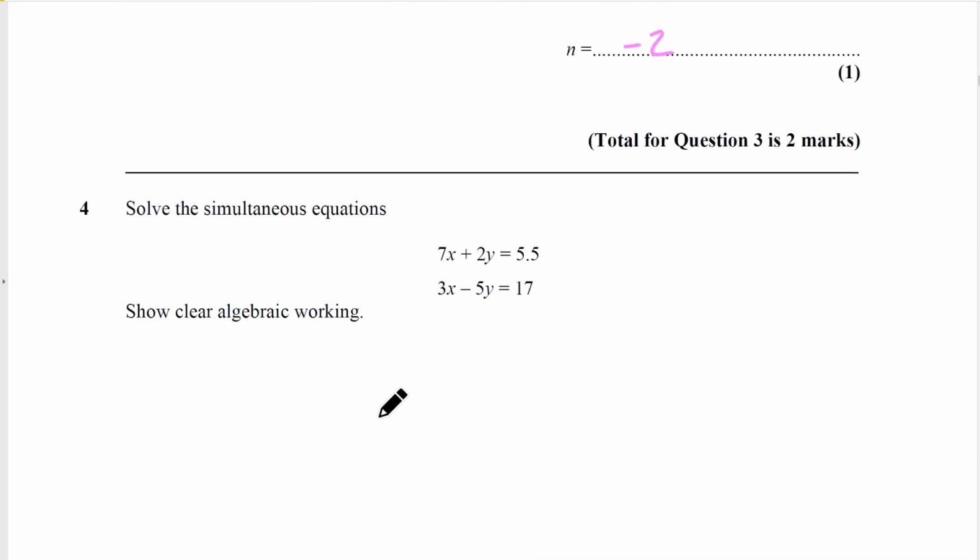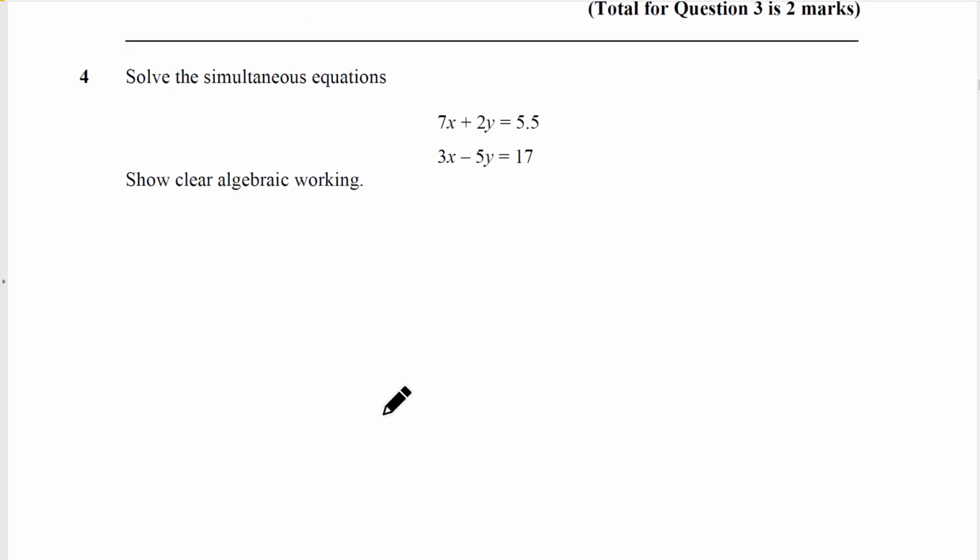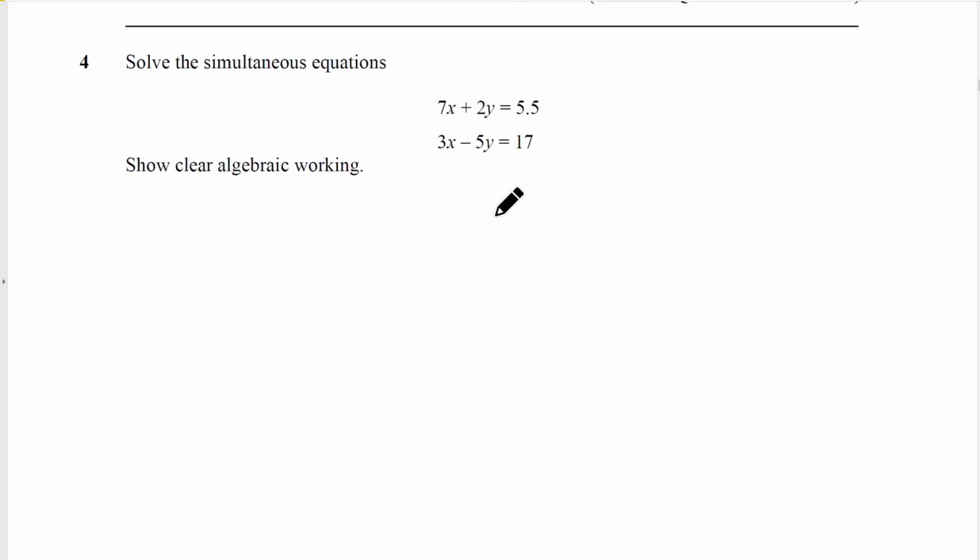Solve the simultaneous equations. Ooh, okay. Depends what you want to match up. I'm going to just match up the y's. So I'm going to times that by 5, times that by 2. So I'm going to get 35x plus 10y equals 27.5. I'm going to write the other one on top.